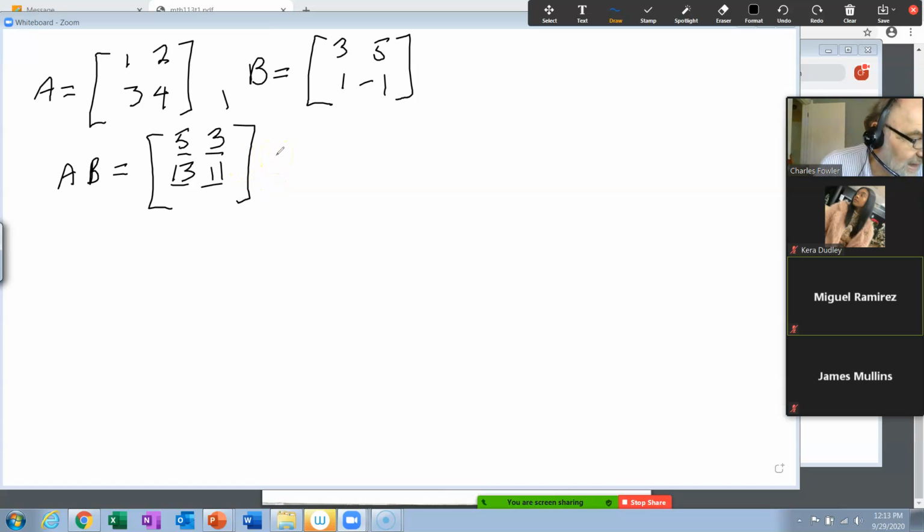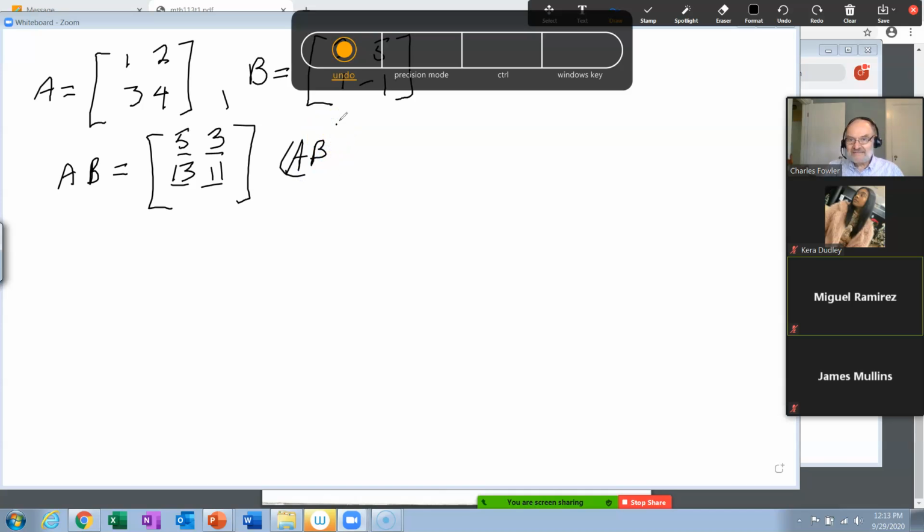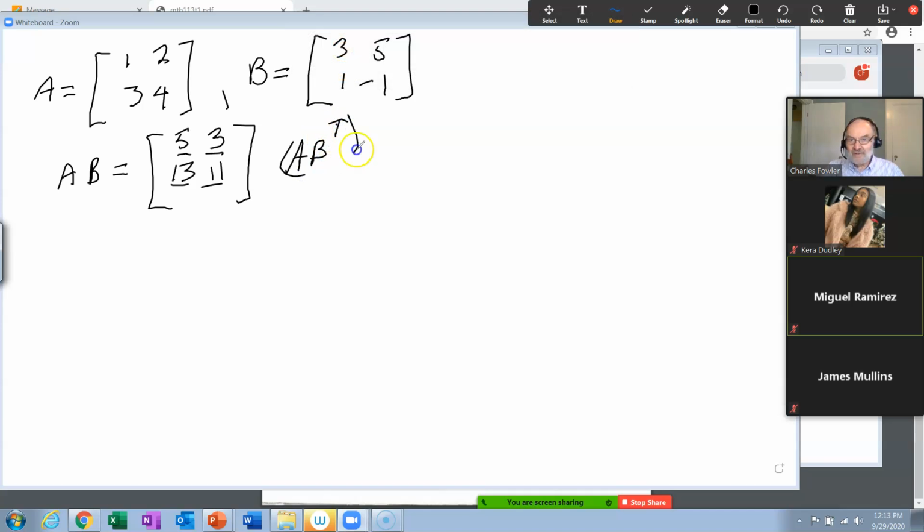Now it asks for AB transpose. AB transpose would then be to exchange the rows and columns of AB. So that would be 5, 3, 13, 11. You just transposed it. You rearrange the rows and columns. Okay.